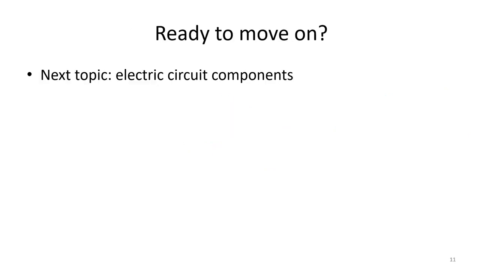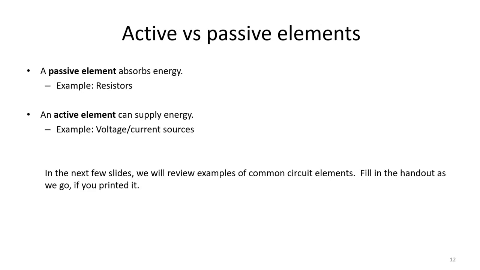Okay, so let's go ahead and move on then. So today we're going to take a deeper dive into different types of electrical components. There are two general types of electric components: active components and passive ones. A passive element is something that absorbs energy. Think of a resistor. The resistor itself is not producing any power. It's simply sitting there and absorbing whatever current or energy passes through.